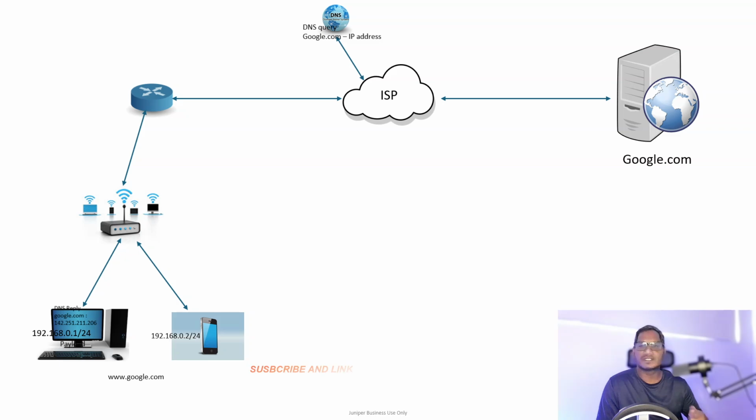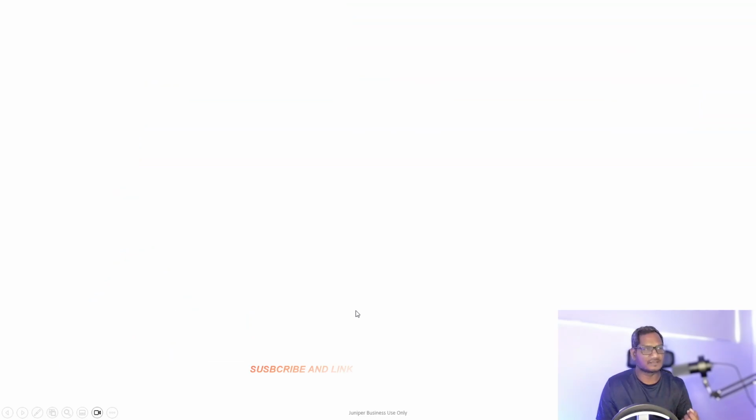But the DNS query is only sent once, and then it will save that IP in the local cache. The next time, it won't go and query the DNS. It will directly take it from the local cache and contact the server directly. So you see this much work happens within a few seconds from the mobile device. That is possible because of modern networking.